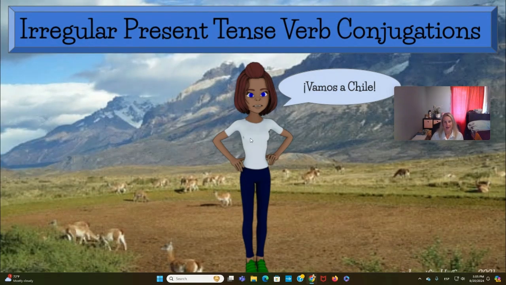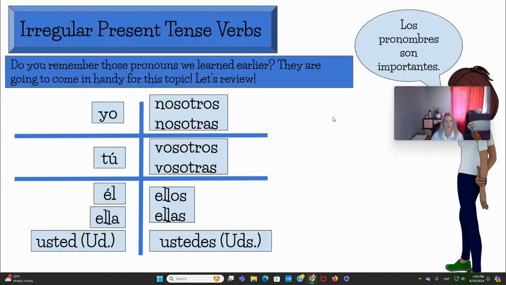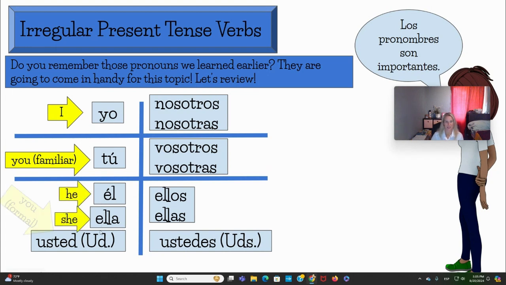All right, last group, irregular present tense verb conjugations. Hopefully you remember your pronouns that we've learned earlier. They're going to come in handy. Remember, yo is I, tú, you familiar. Él is he, ella, she, usted, you formal.